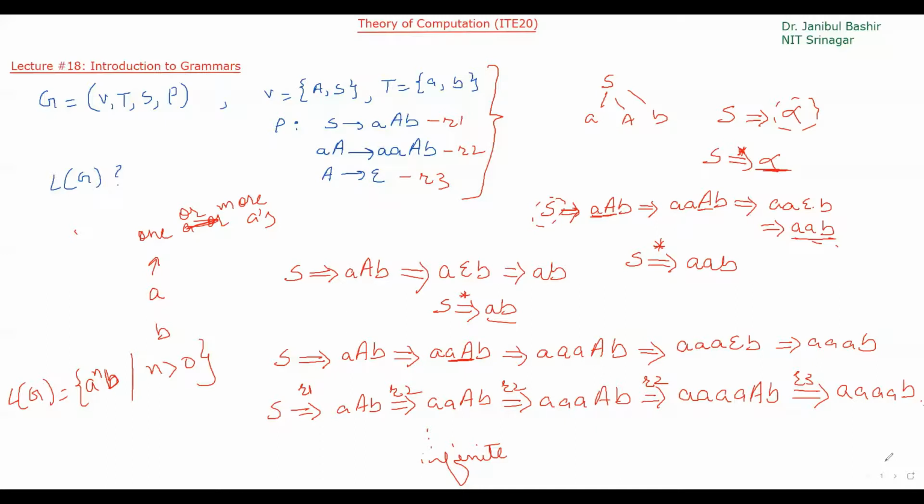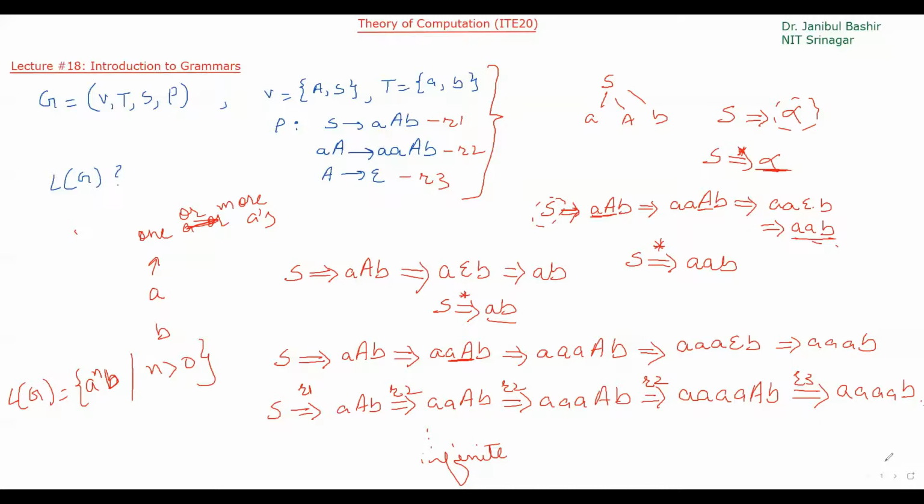What is a grammar? A grammar is a mathematical model that is used to generate the strings of a language. And we have shown that a grammar has 4 parts. One is V. V is the set of non-terminals. T is a set of terminals. S is a start symbol, and P are the production rules. Okay, and we have also given 1 or 2 examples of how we can generate strings from a grammar.